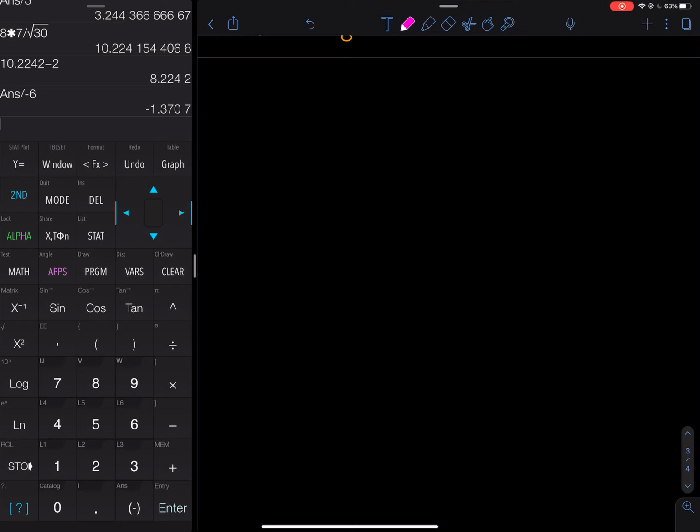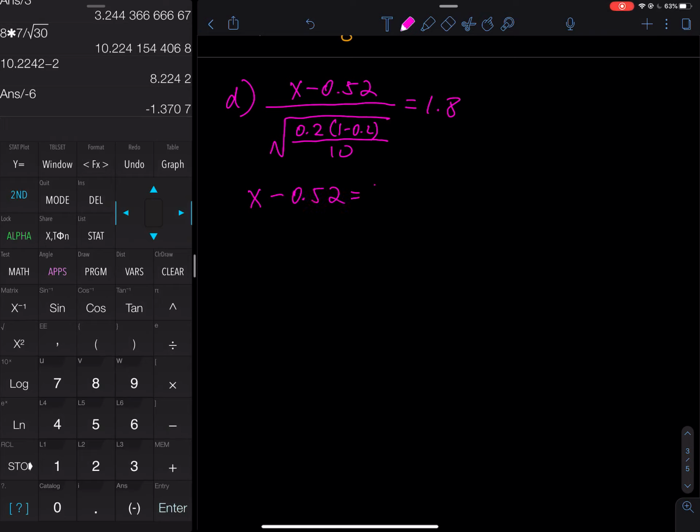In D, we have x minus 0.52 divided by, oh, you will see this kind of equation in statistics. That's why I bring this type up. Divided by 10 equals 1.8. You will see this type of equation in your stats class. That's why we have to bring this up. First, we take 1.8 times the entire square root term. So x minus 0.52 equals 1.8 times the entire square root term, 0.2 times 1 minus that, divided by 10.